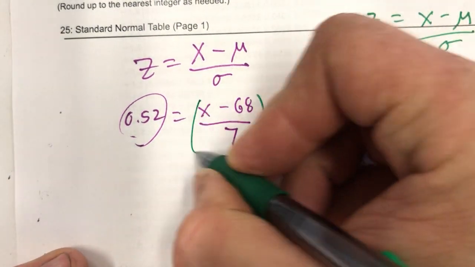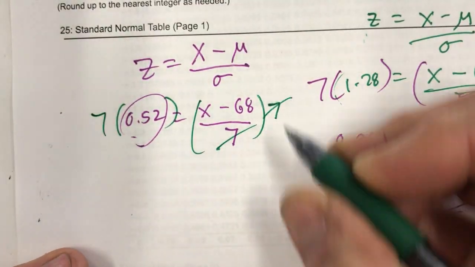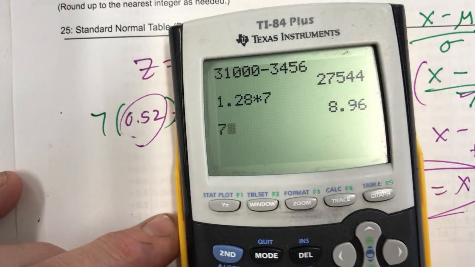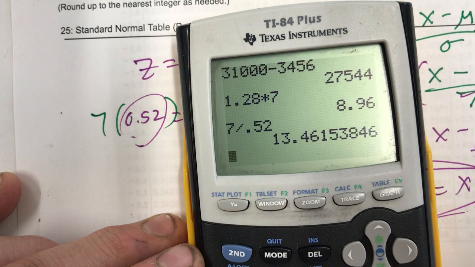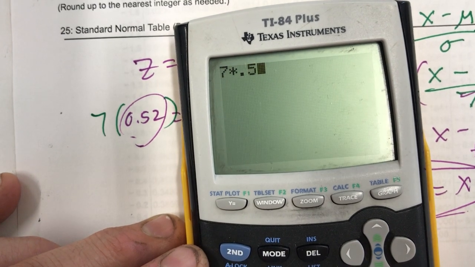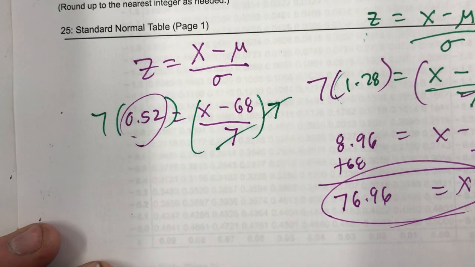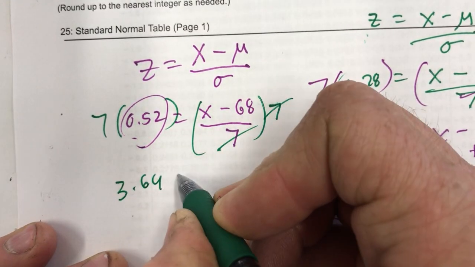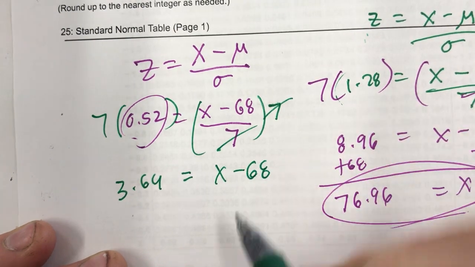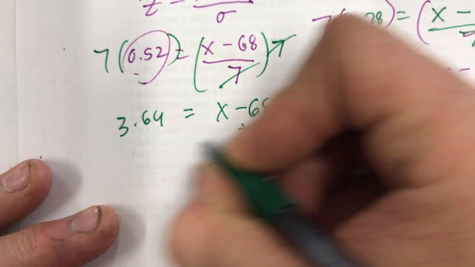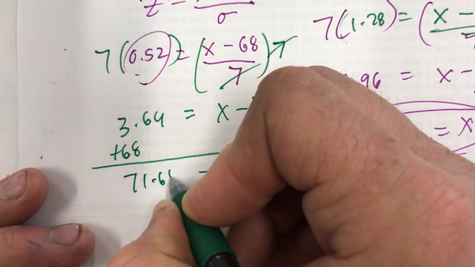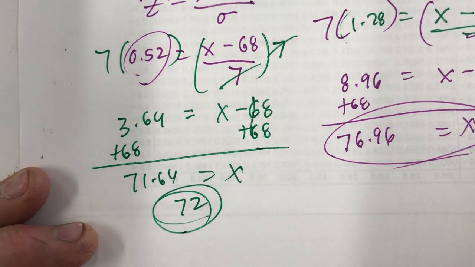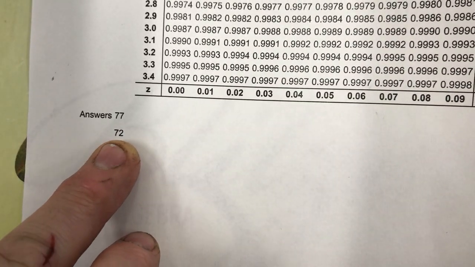What I do to solve it, first thing I do is multiply both sides by 7 to make this cancel off. So 7 times 0.52 is 3.64. So 3.64 equals x minus 68. This one I add 68, and that's going to be 71.64, which rounds up to 72. So 72 is the lowest you can make, and sure enough, 72 is right. Okay.